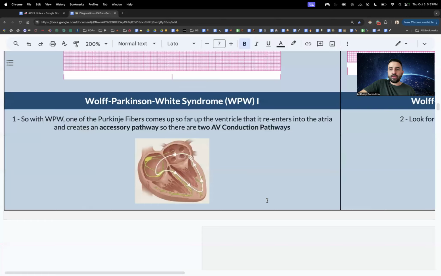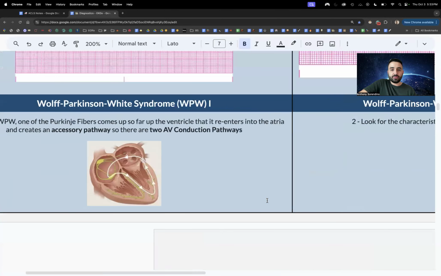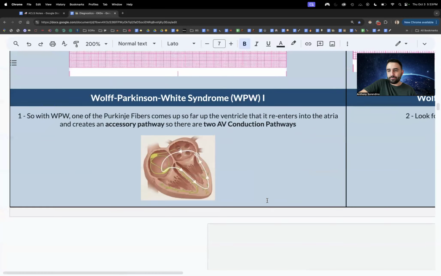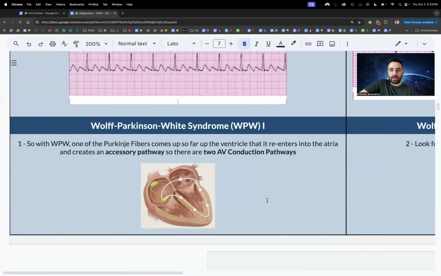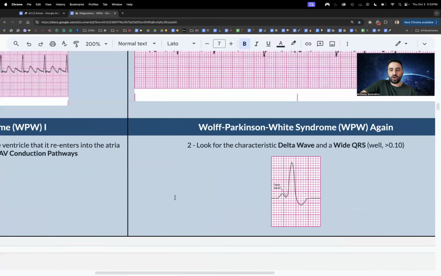Wolf Parkinson White, just know it's a delta wave. I don't think I've ever seen this tested on PACRAD or anything. Wolf Parkinson White, whatever. It's this accessory pathway. Look, it's almost like somebody tried to make a detour all the way over here on the left side of the heart. And then it just keeps going around and around, whatever.